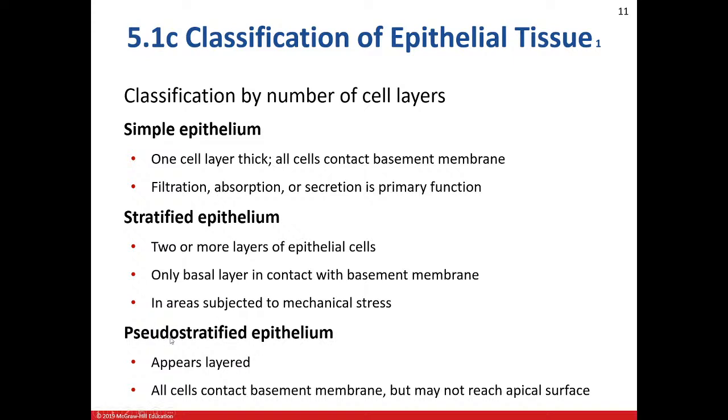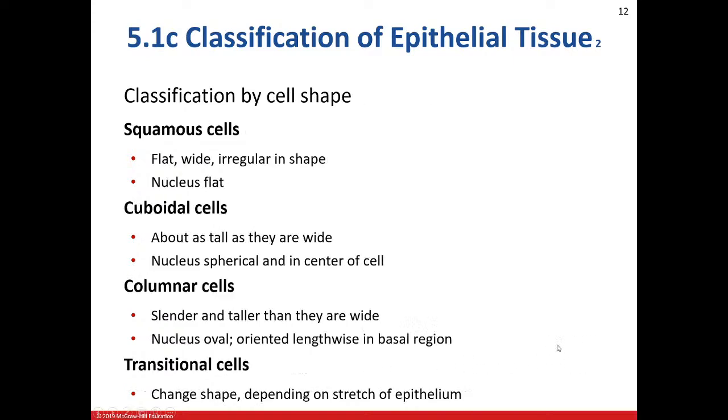Now, the last one we have here is pseudostratified epithelium. Pseudo means false or fake. So these are falsely stratified epithelia. They look like they're layered. They look like there are multiple rows, but if you look closely, there aren't. All the cells are in contact with the basement membrane. Not all of them will reach the apical surface.